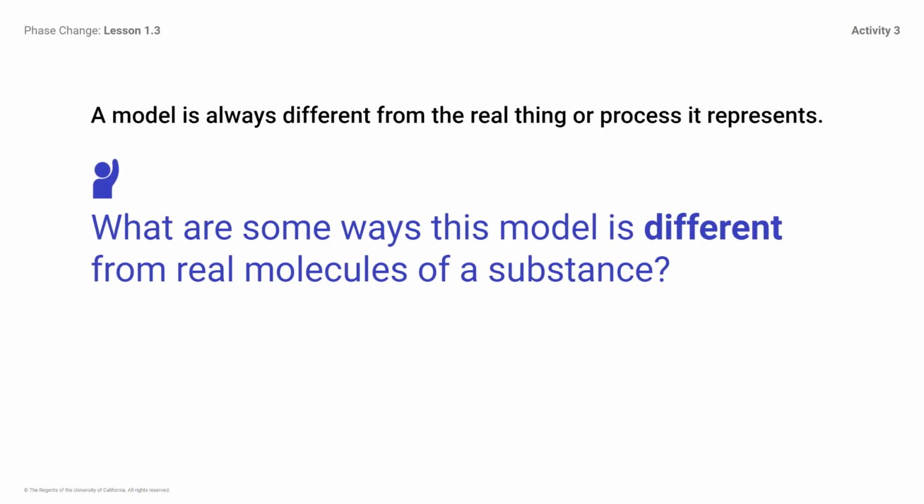A model is always different from the real thing or process it represents. What are some ways this model is different from real molecules of a substance? The molecules are shown big enough to see. There are dozens of molecules rather than millions. The amount of energy is shown with color. You can't directly observe molecules or their energy, but this model uses different scales to make these observations possible. The differences can be important for making the model useful.